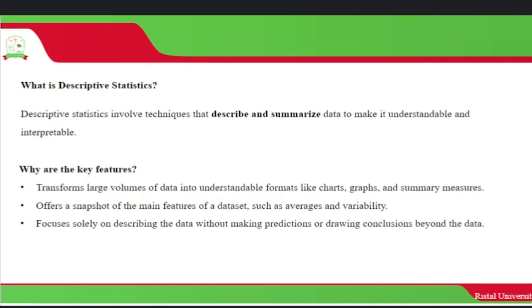And maybe we can look at the averages. So they give you the key main features of the data, and you're able to understand what your data is containing at a snapshot. And these descriptive statistics focus mainly on describing that data without making any predictions or drawing any conclusions beyond the data.